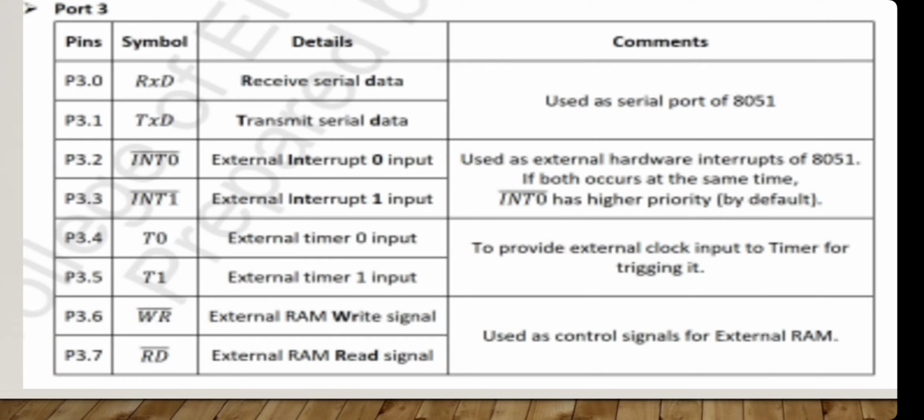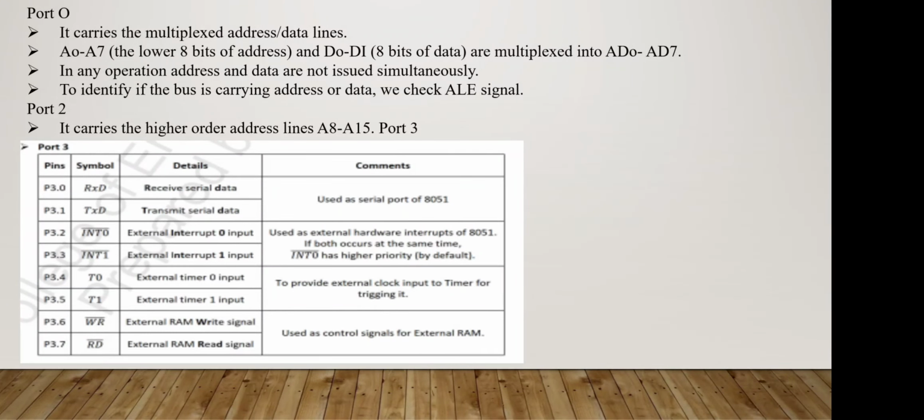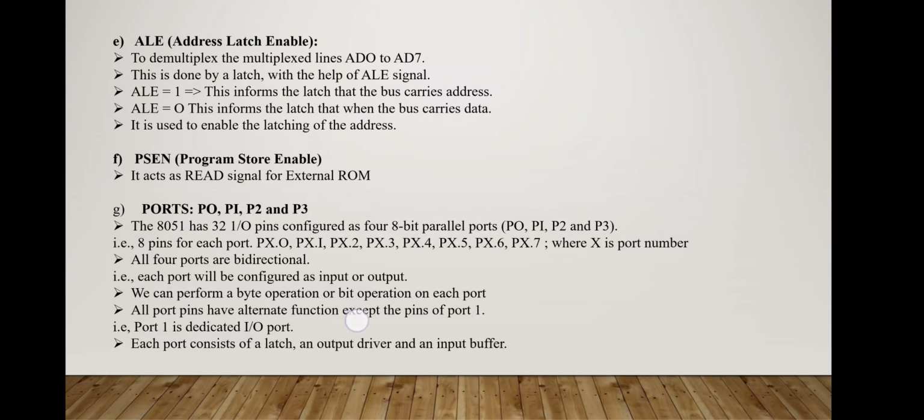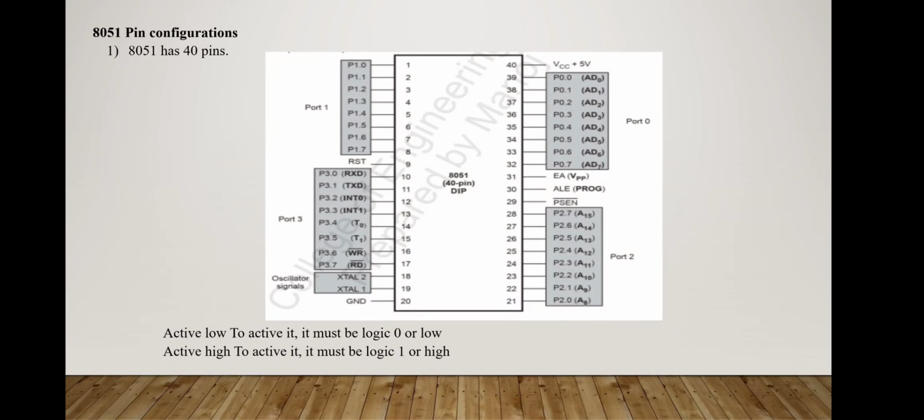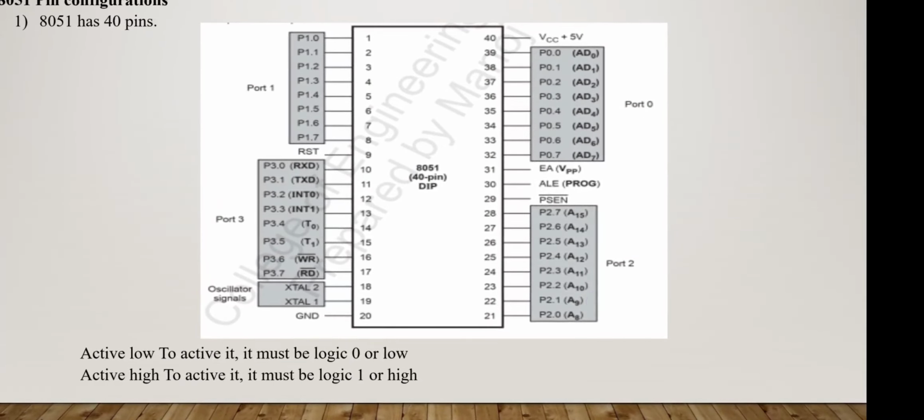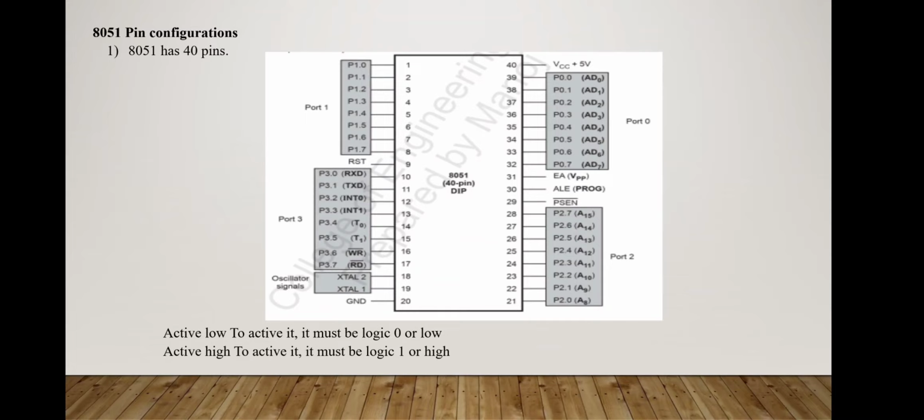Here WR bar is an active low pin which is the external RAM write signal, and RD bar is the external RAM read signal. They are used to read and write signals from external RAM. So these are the functions of each pin in the 8051 IC. So that's all about today's class. Thank you.